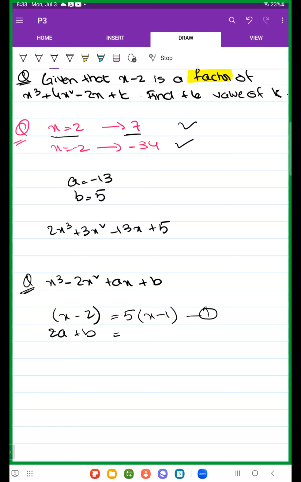Just a minute. So you put x as 2 first, and you will equate it to 5 times x is equal to 1. Okay. Are you clear till here? Yes. So when you put in x as 2, what do you get?